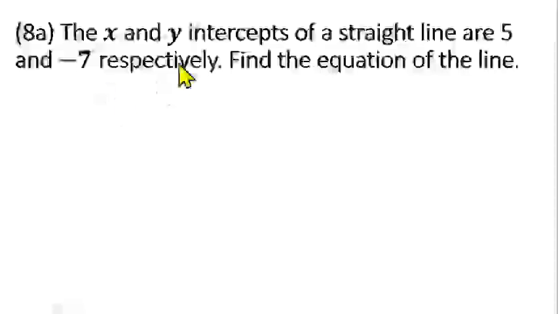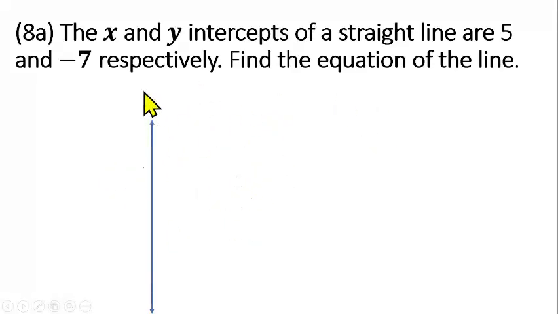Question number 8a. You are told that the x and y intercepts of a straight line are 5 and minus 7 respectively. You have to find the equation of the straight line. Of course you can sketch the diagram to give you a clear picture. If I have my y-axis and my x-axis, the intercept on the x-axis is 5, so I have 5 around here, and on the y-axis I have minus 7 around here as well.